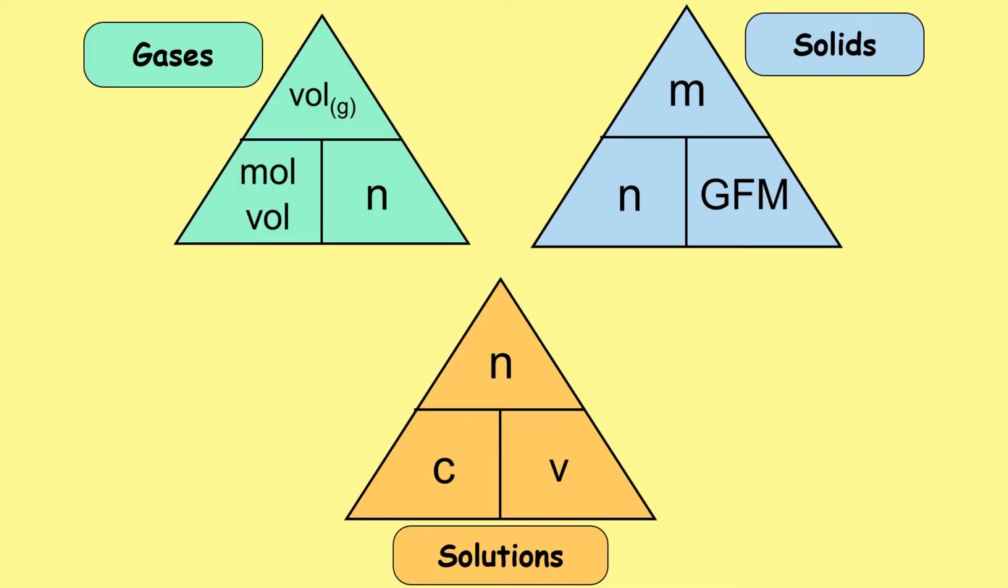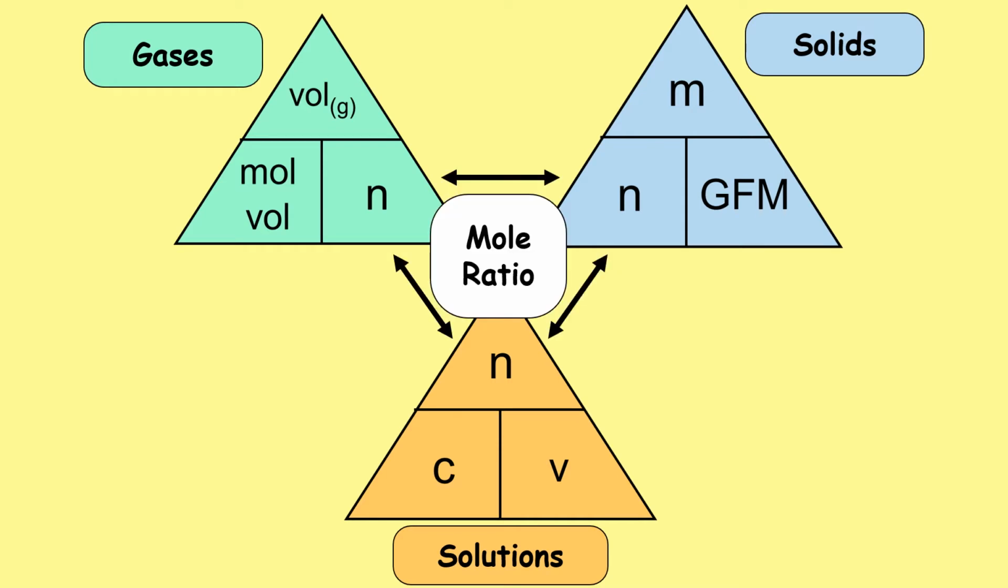And then in Higher, you were introduced to molar volume of gases and that the number of moles of a gas is equal to the volume of that gas divided by the molar volume. And you'll always be given molar volume in the question. When you have the number of moles of one chemical from a balanced equation, you can use the mole ratio to work out the number of moles of any other chemical.